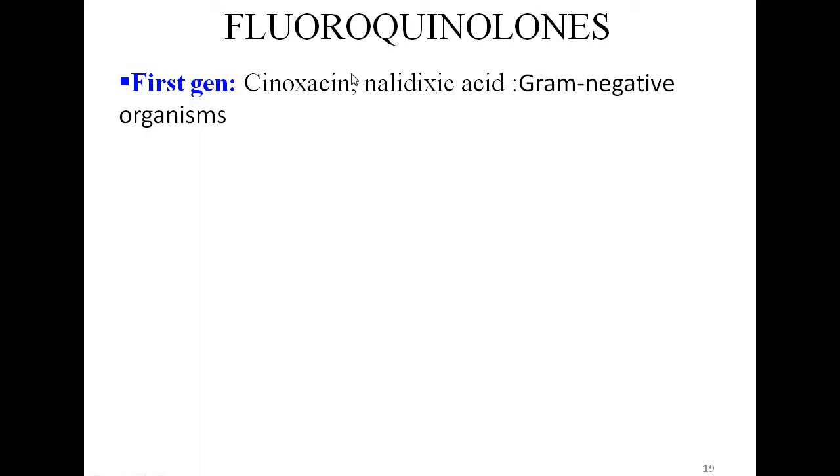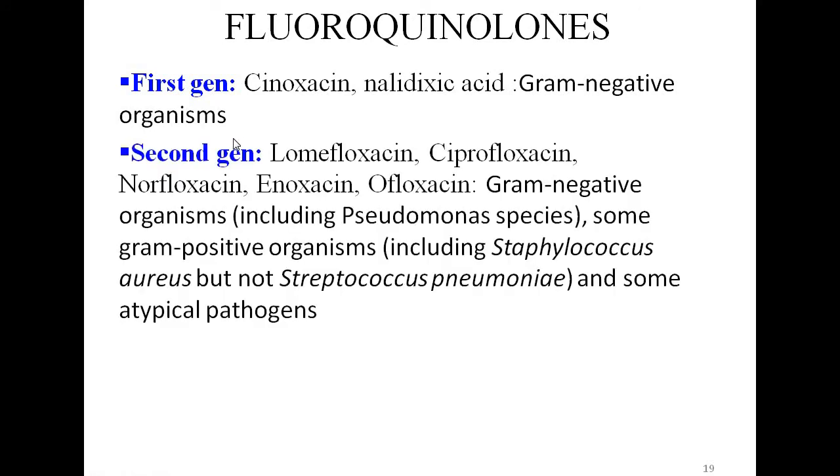The fluoroquinolones are classified based on their spectrum of activity. The first generation includes cinoxacin and nalidixic acid, which are effective mainly against gram-negative organisms. The second generation fluoroquinolones include lomefloxacin, ciprofloxacin, norfloxacin, enoxacin, and ofloxacin. Now, ciprofloxacin is one of the most widely used antimicrobial agents today. The second generation fluoroquinolones are effective against gram-negative organisms like E. coli, Klebsiella, Proteus, including Pseudomonas, and a few gram-positive organisms like Staphylococcus aureus.